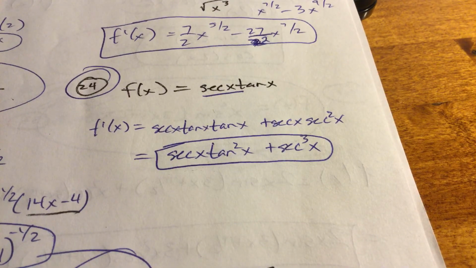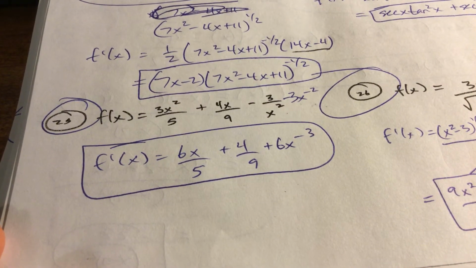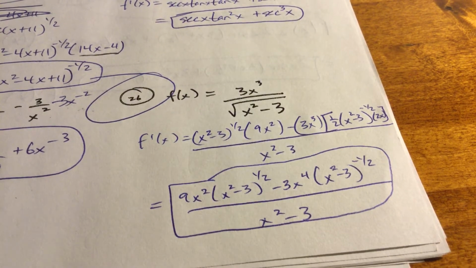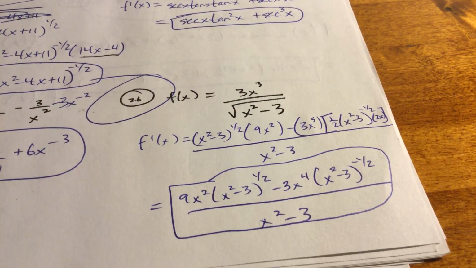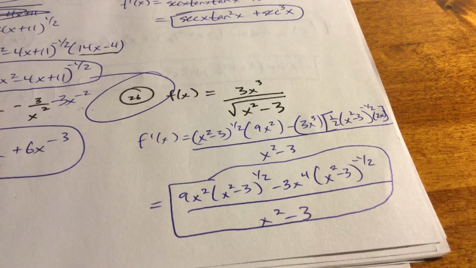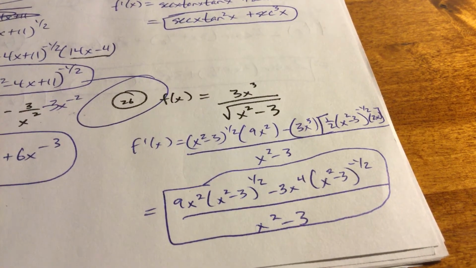Here, now some of you might have called it 1 over cosine times sine over cosine. I wouldn't use the quotient rule there. Just do the product rule. Okay. Next one, that is a very simple power rule question. There, if I were you, again, some of you called it 3x to the third times x squared minus 3 all to the -1/2. That's fine. You can do it like that. No big deal. You actually got a better answer. Here, I just used the quotient rule.